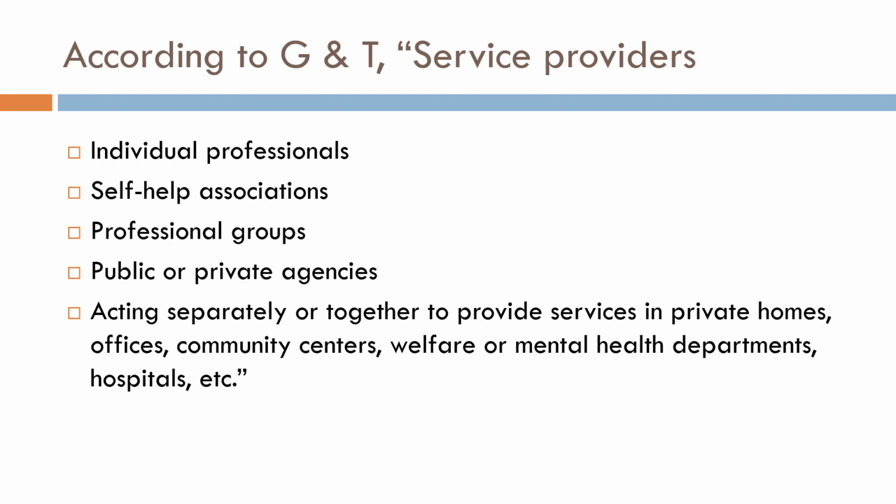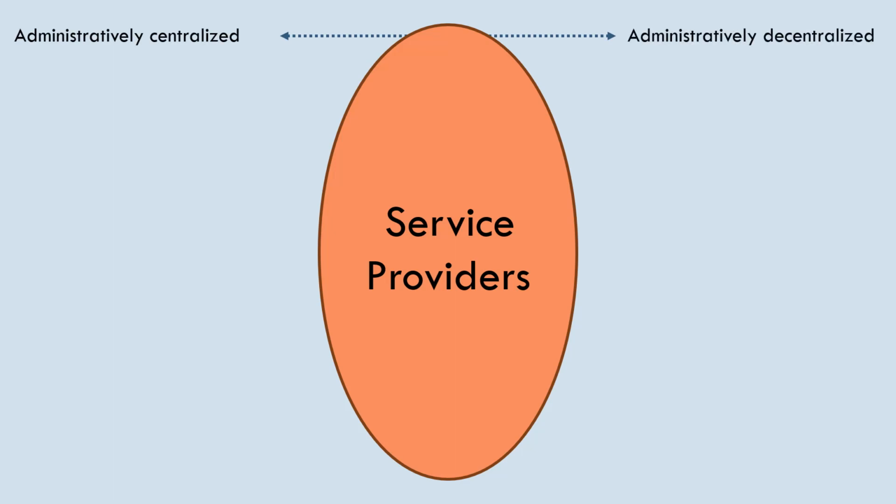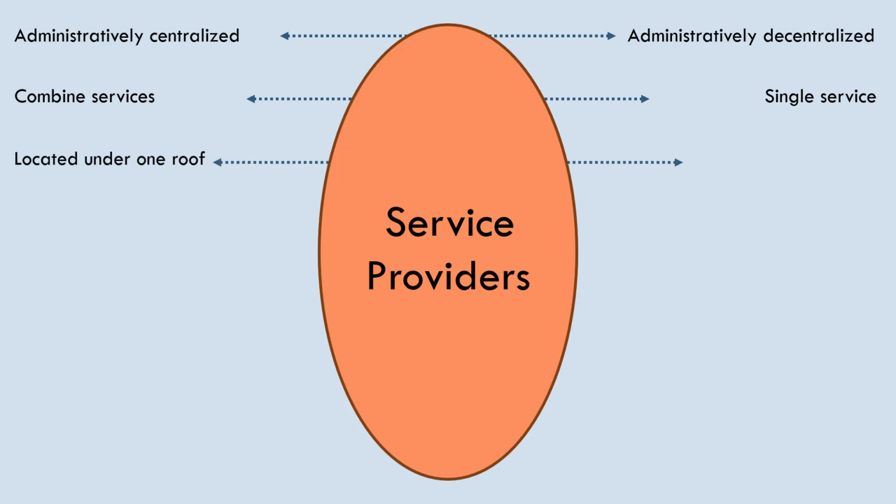And just like with the other dimensions, there are many choices when it comes to the delivery of services and benefits. So for example, the organization can be administratively centralized or administratively decentralized. And I'll go over each one of these as well as the benefits and drawbacks individually, but for now, just to have an overview of what these are. So another choice is whether to combine services or to only have a single service at the organization. Should services be located under one roof, or should there be separate facilities?